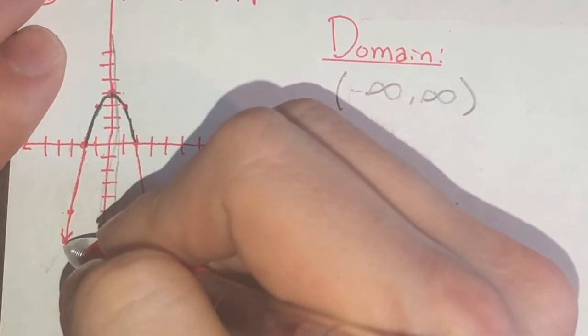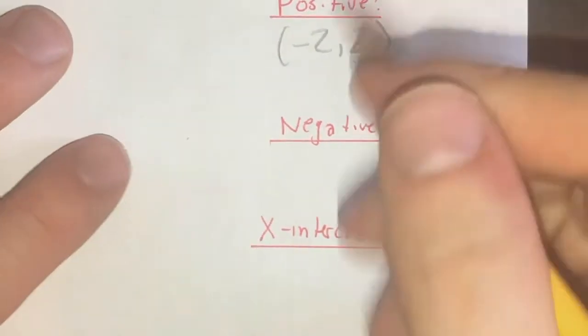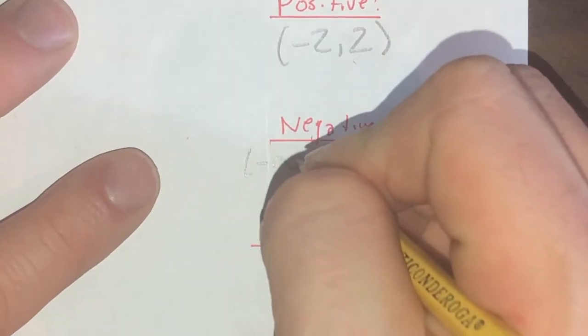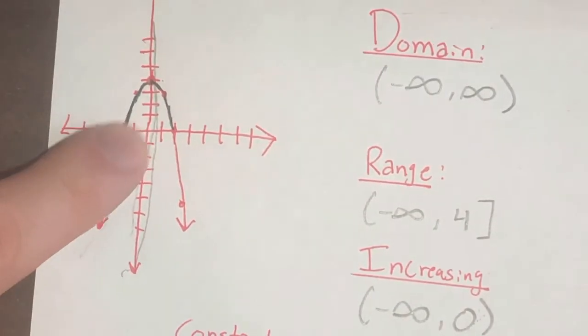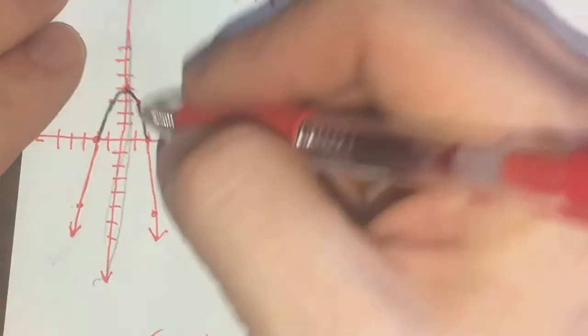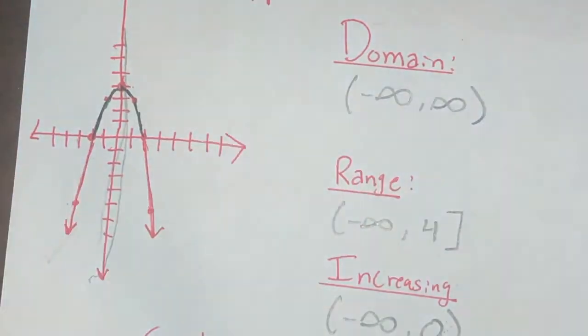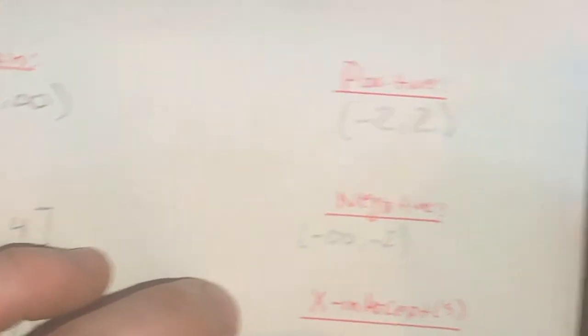When x is less than -2, meaning from -infinity to -2. That's true. It's negative, right? Or from 2 to infinity. Okay?